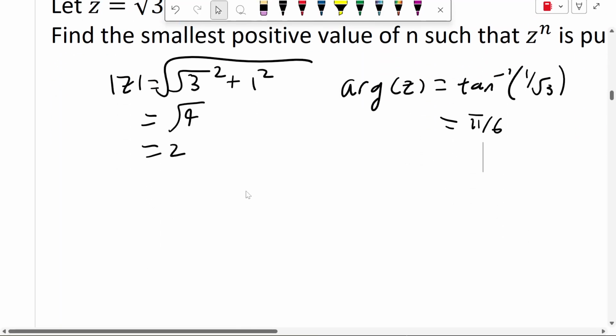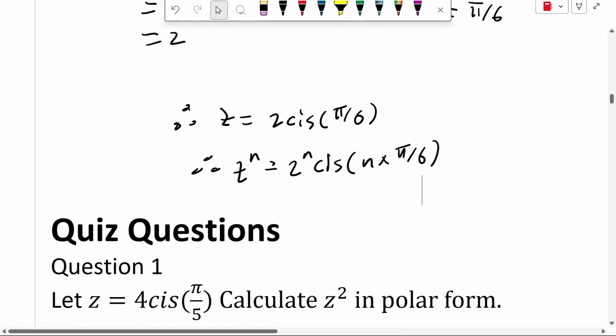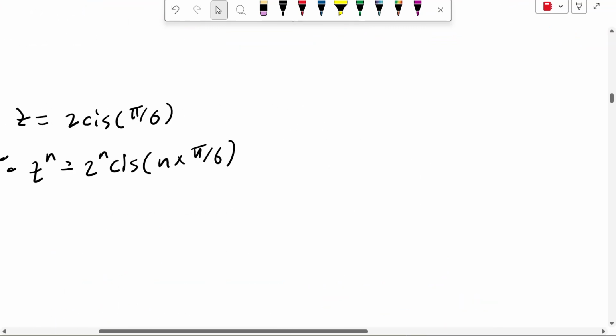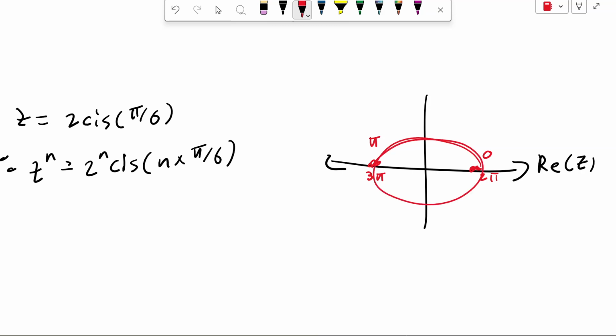So therefore, z equals 2 cis of pi over 6. Therefore, z to the n is 2 to the n cis of n times pi over 6 by de Moivre's theorem. All right, so basically, if we want something to be purely real, here's the real axis. If it hit this angle, that would be 0. If it hit that angle, that would be pi. This would be 2 pi. That would be 3 pi if we kept going around like that.